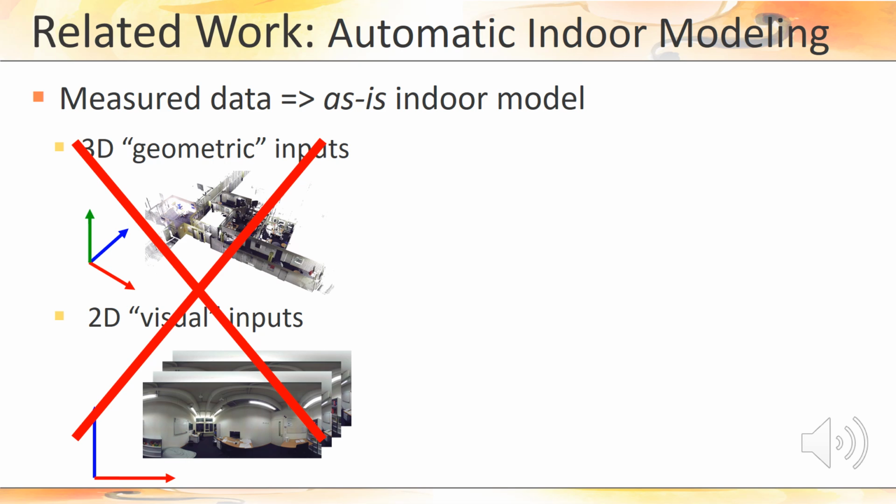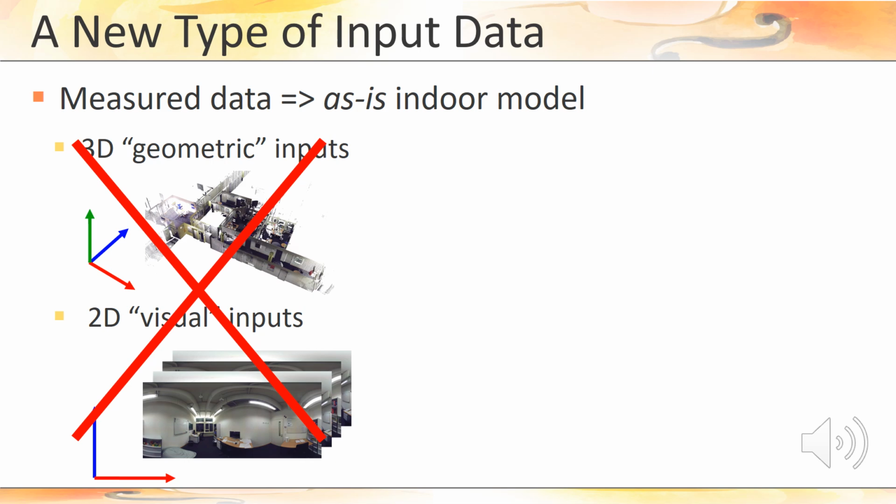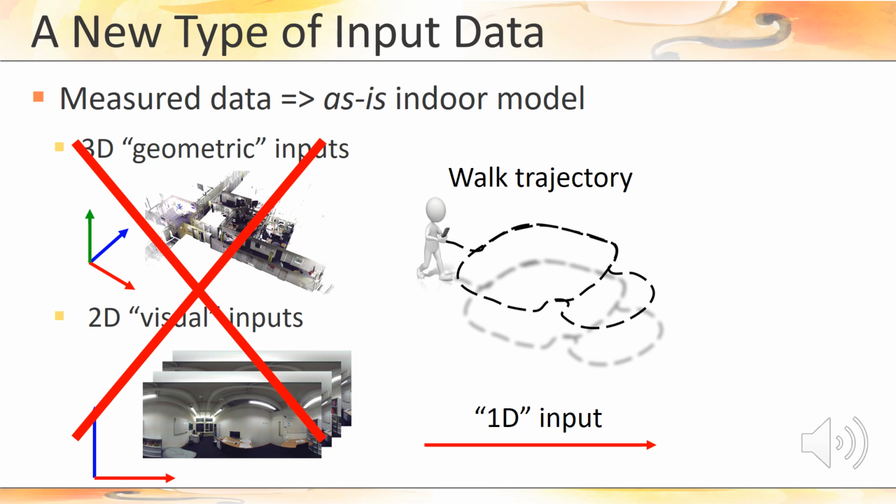Overall, both types of approaches rely on complex data capture pipelines, which represents a bottleneck for a streamlined creation of as-is indoor models. What if instead of such rich 3D and 2D inputs, we could use something drastically simpler, some data that is in a way one-dimensional in nature and therefore much easier to capture, such as the walk trajectory of a person walking through an indoor space? A trajectory can be seen as a 1D object embedded in 2D space, if we consider the movement to happen relative to the 2D plane of the floor.